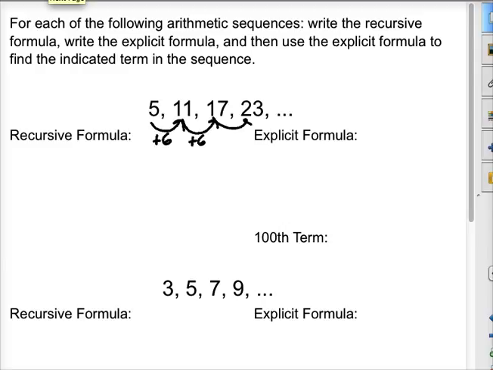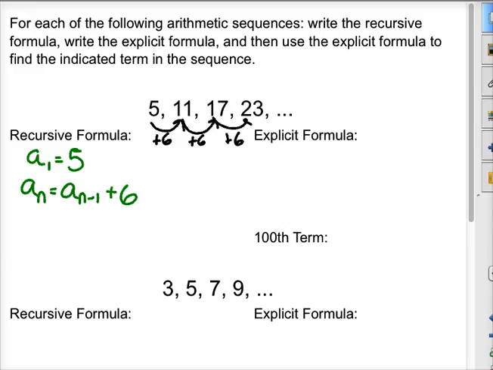Plus 6 will get me 23, so on and so forth. So that D this time is going to be 6. That's what I'm adding to generate this sequence. So recursively, remember recursively, I need to indicate what my first term is, and then I say what any term is based on the previous term, and in this case, I'm just adding 6 to it. I think a recursive list is very, very simple to write.